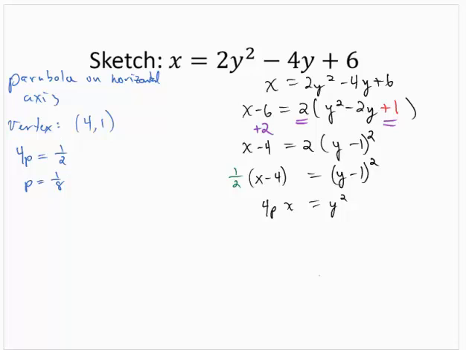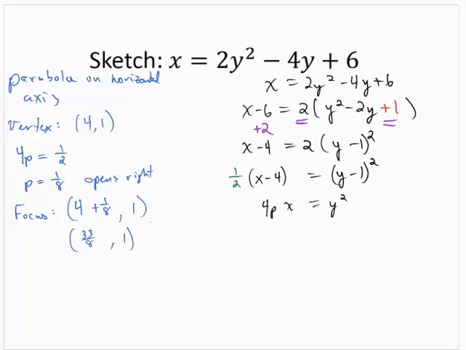Since it's on a horizontal axis, and I know then that p is 1/8, since p is positive, we know it opens right. Then I can find the focus. The focus would have the same y value, but a different x value as the vertex. It would be 4 plus 1/8. And we could write that as a mixed number or as a fraction. I'll just write the fraction 33/8, comma 1.